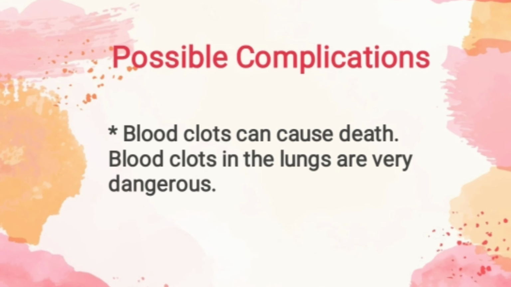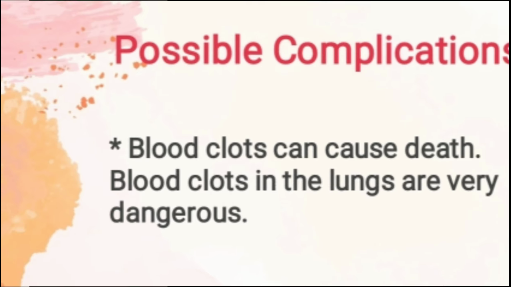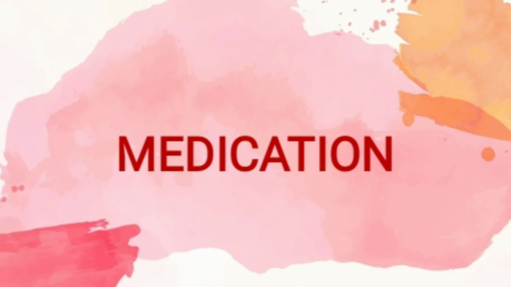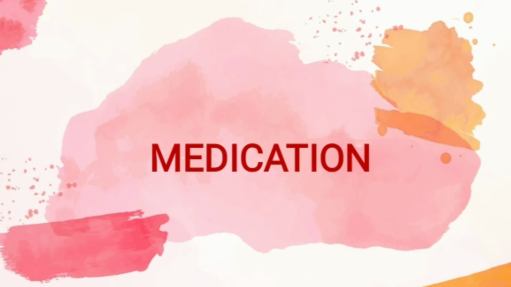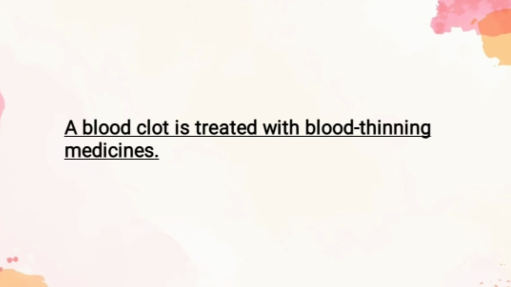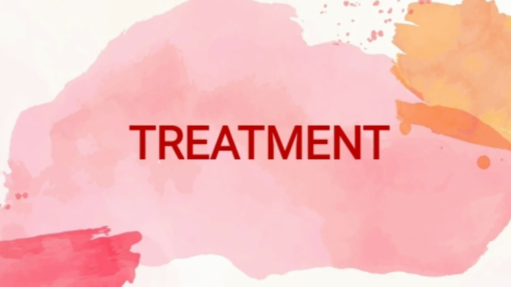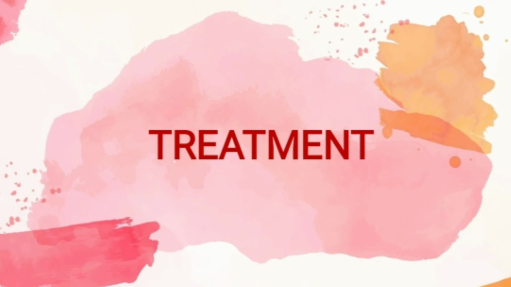What are the possible complications of antithrombin III deficiency? So blood clots can cause death, and blood clots in the lungs are very dangerous. What medication is needed to treat antithrombin III deficiency? A blood clot is treated with blood thinning medicines, also called anticoagulants.